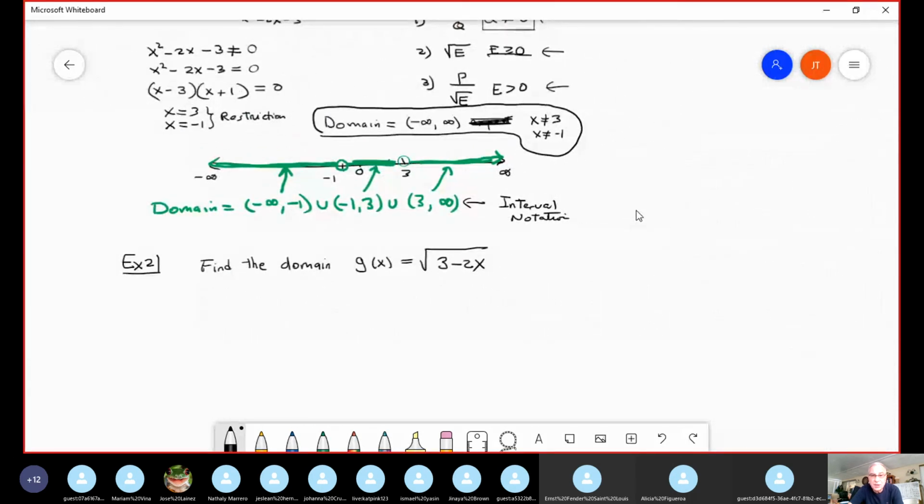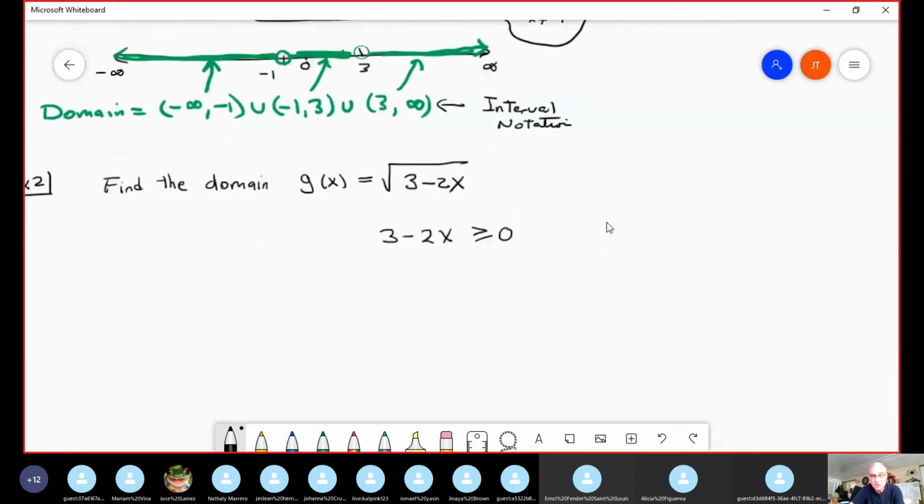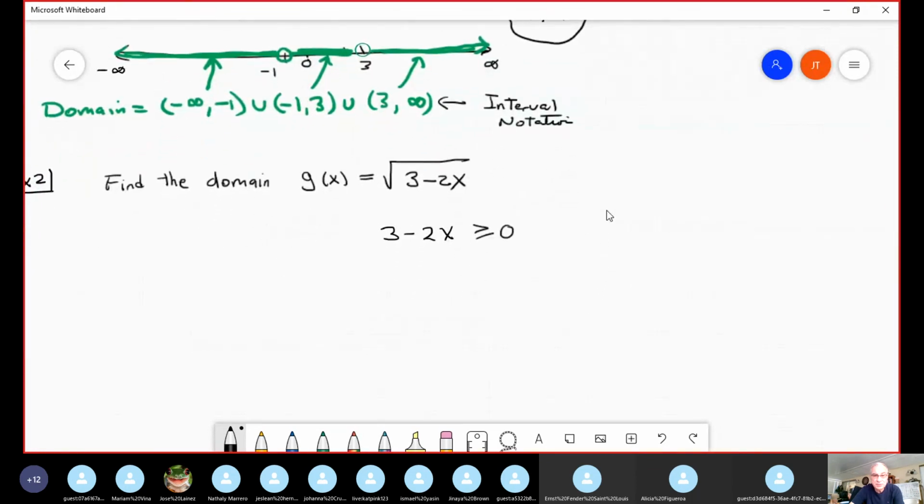You take the expression inside the square root, and you enforce it to be non-negative. Then you convert the problem into one inequality, and the rest is solving the inequality. And that's it. Let's do it quickly. Minus 2x, I move 3 to the other side, like a minus 3. Divided by negative 2, both sides.